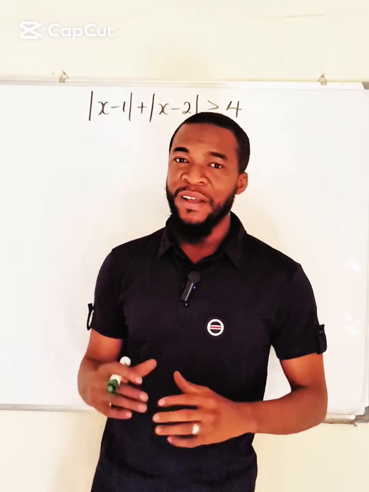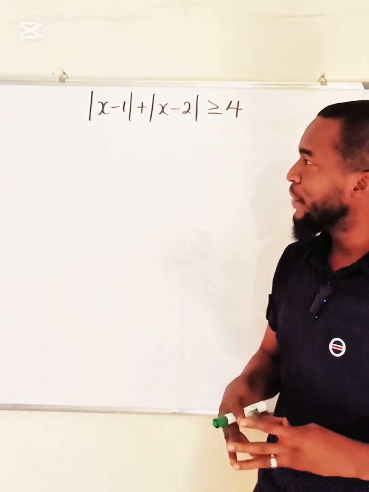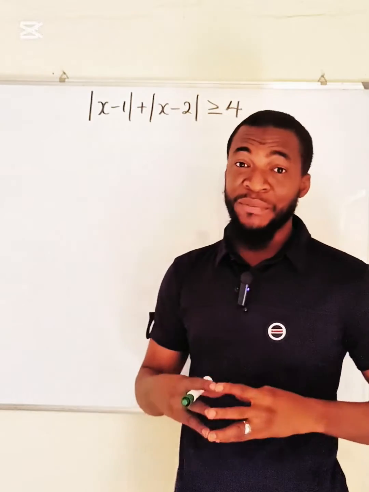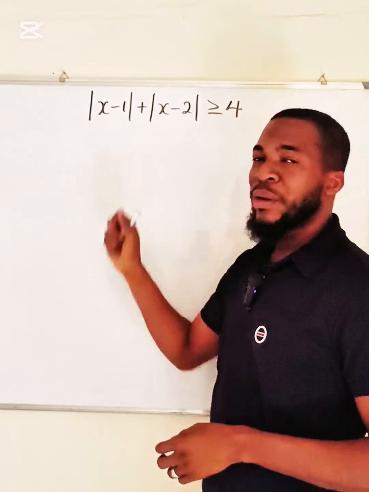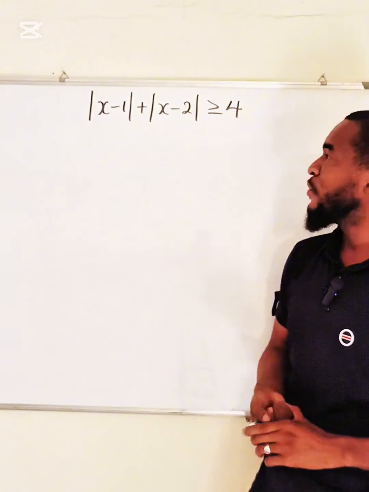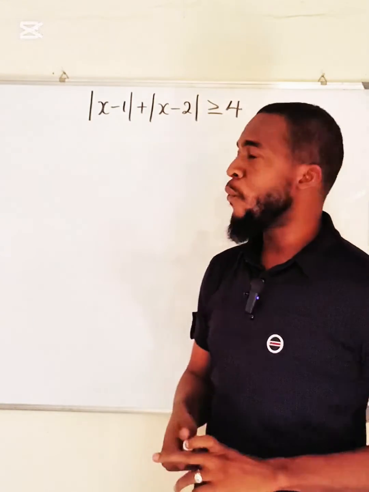Hello everyone. In this tutorial, we are going to provide a solution to this beautiful absolute value inequality: the absolute value of x minus 1 plus the absolute value of x minus 2 is greater than or equal to 4.